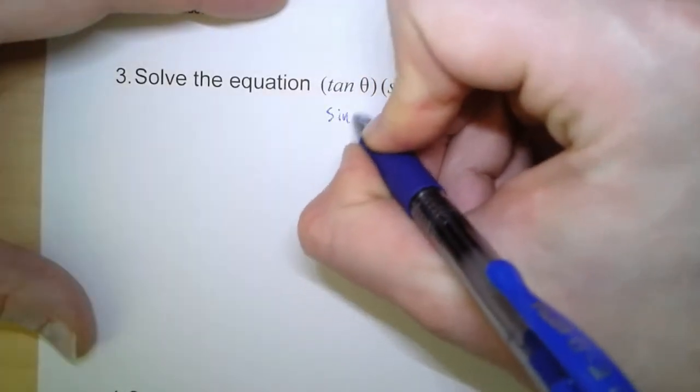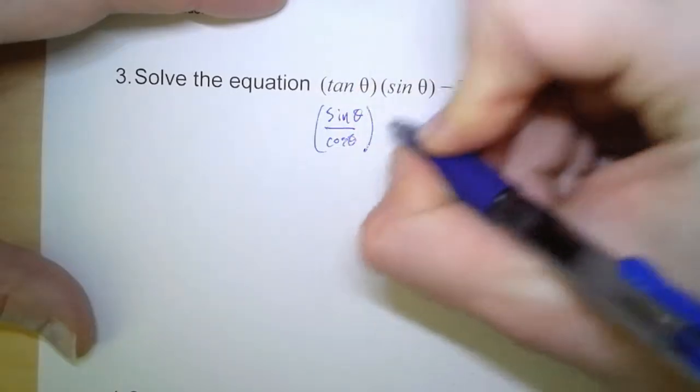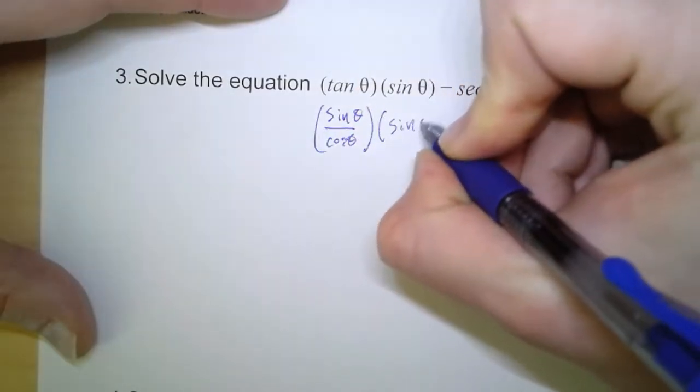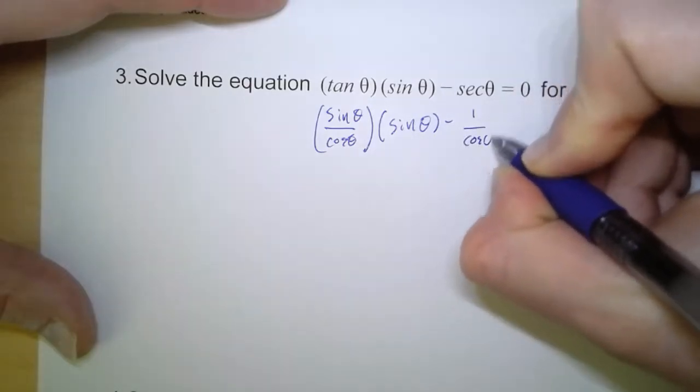So tangent is sine of theta over cosine of theta. Now sine we don't need to rewrite. And then secant is 1 over cosine of theta.